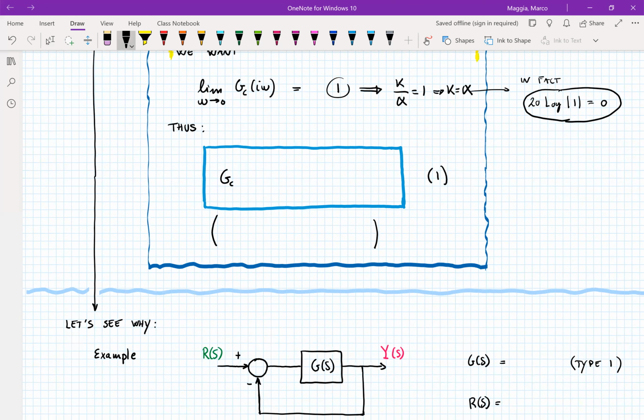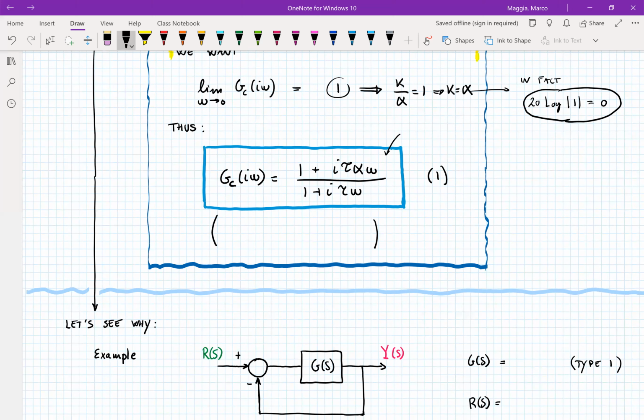So this concludes the proof. With this, I can rewrite the transfer function for the compensators using k equals alpha, so that we're left with 1 plus i tau alpha omega over 1 plus i tau omega. So that is the canonical way of writing the transfer function of a phase lead or a phase lag compensator in the frequency domain.